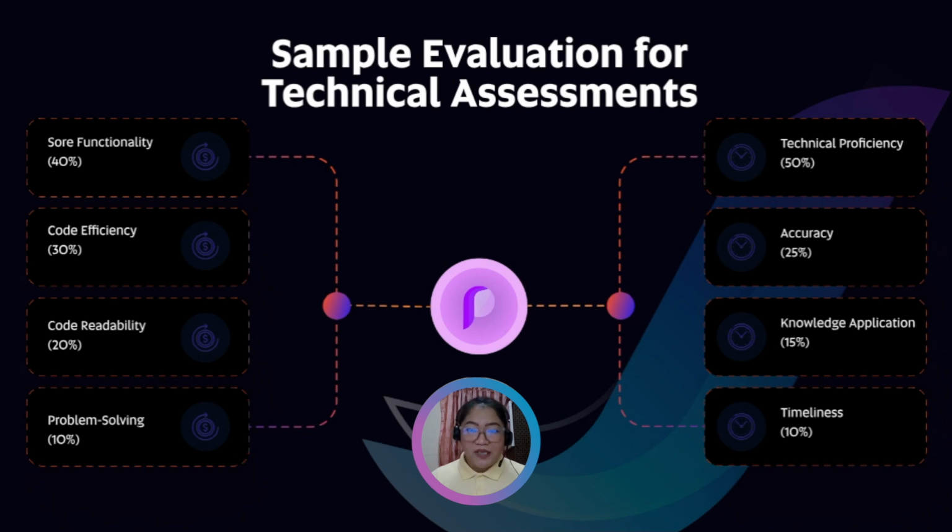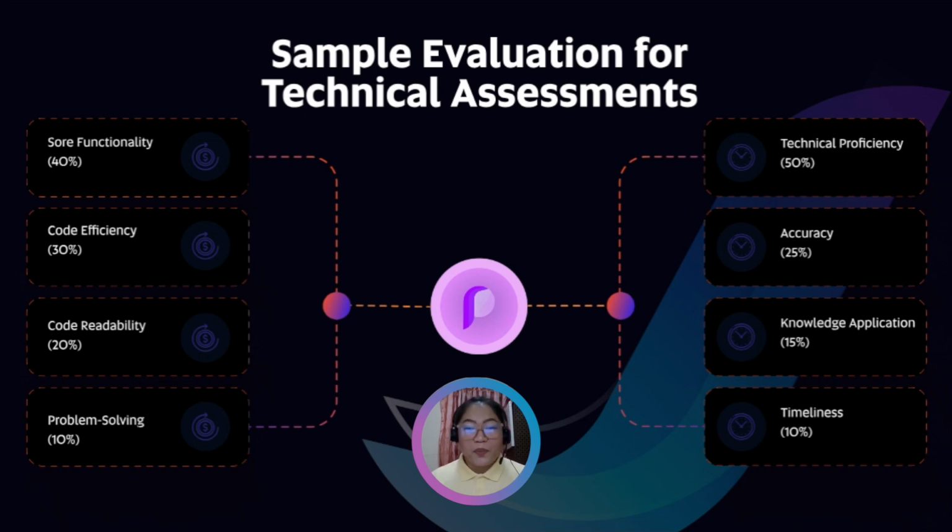Problem-solving approach, 10%. Assess the candidate's approach to solving the problem. Did they use a logical and efficient method to reach the solution? Next, sample evaluation criteria for a skill test. Technical proficiency, 50%. Measure how well the candidate demonstrates knowledge of the relevant tools or technologies.